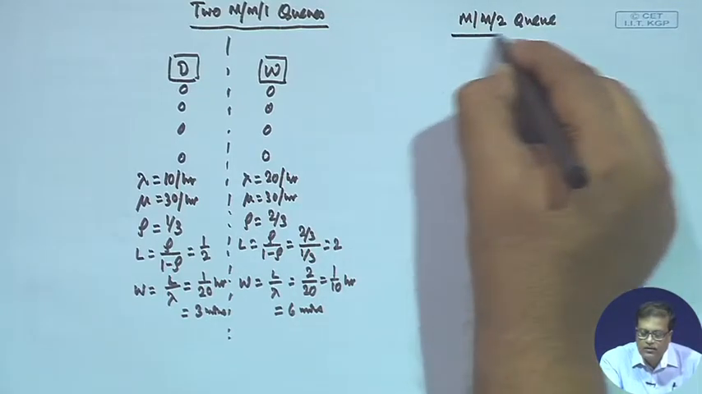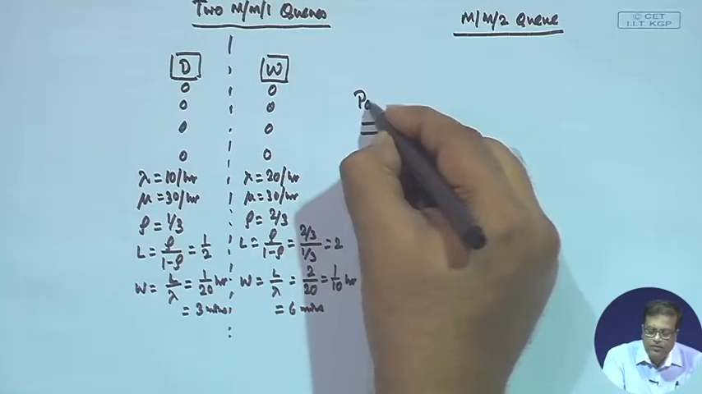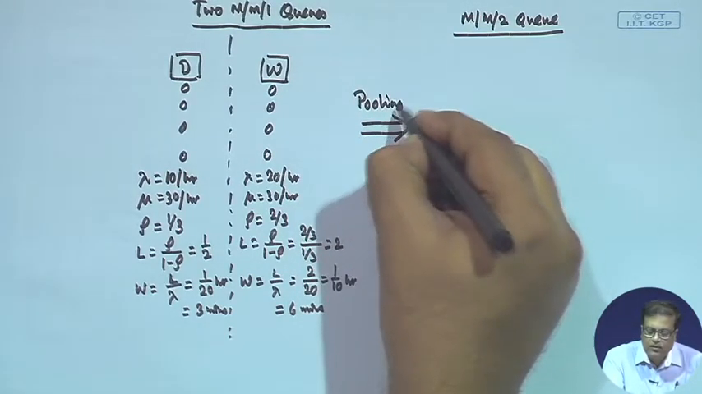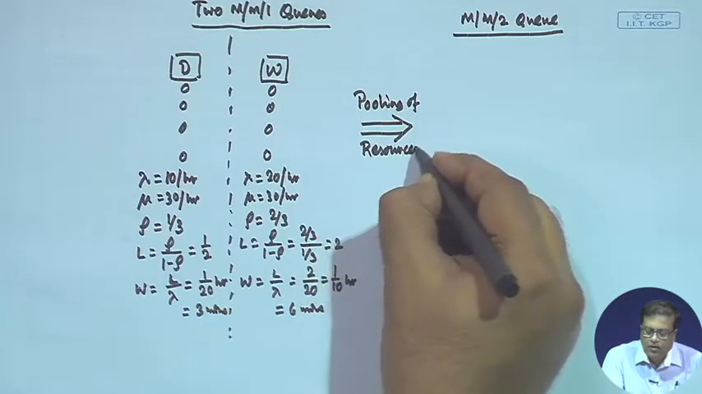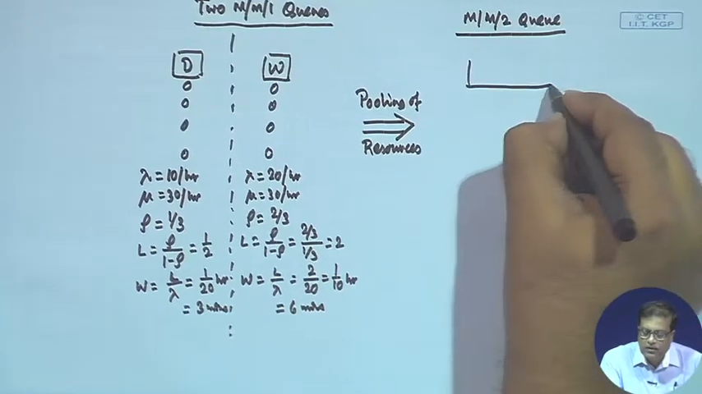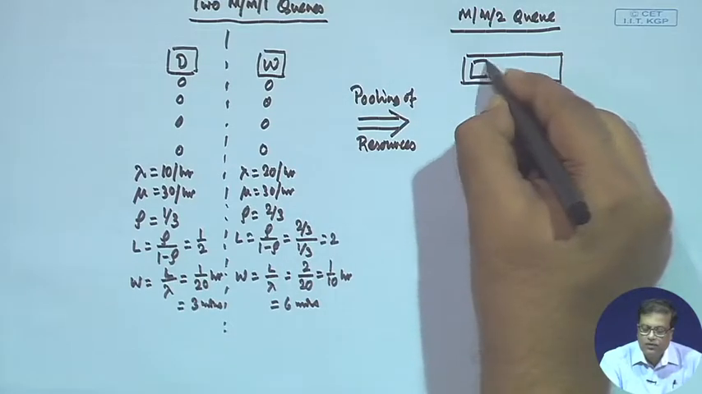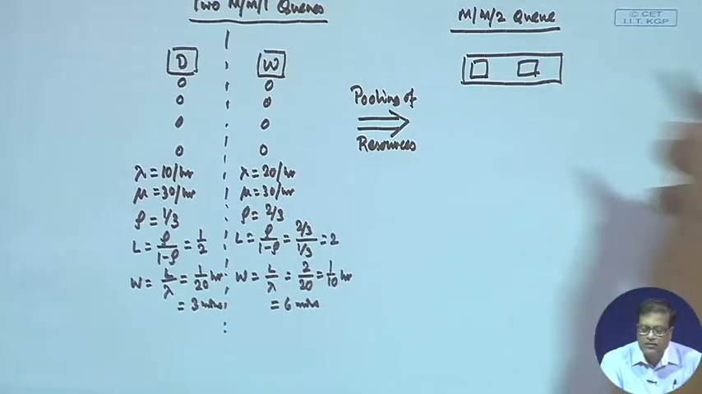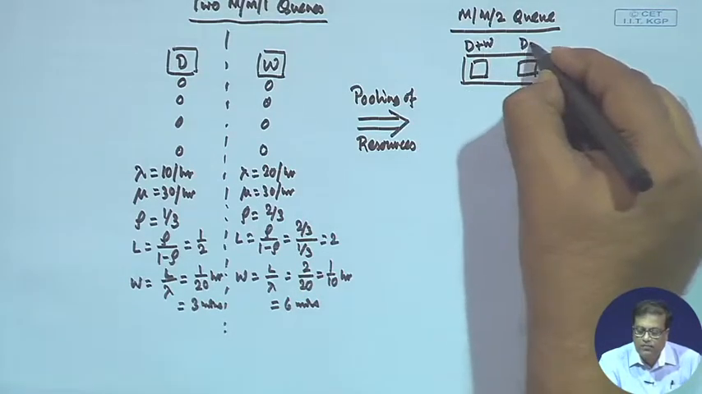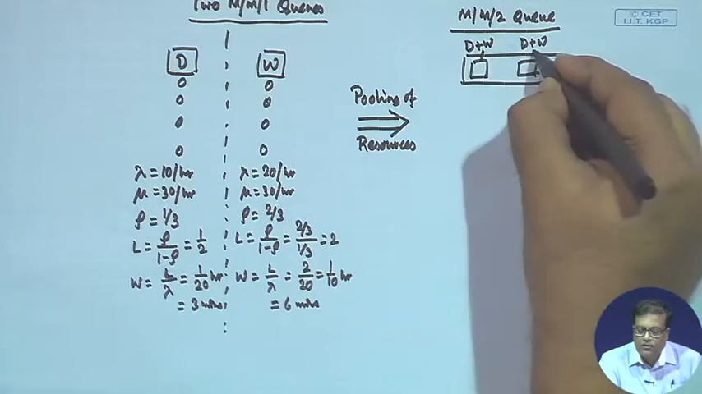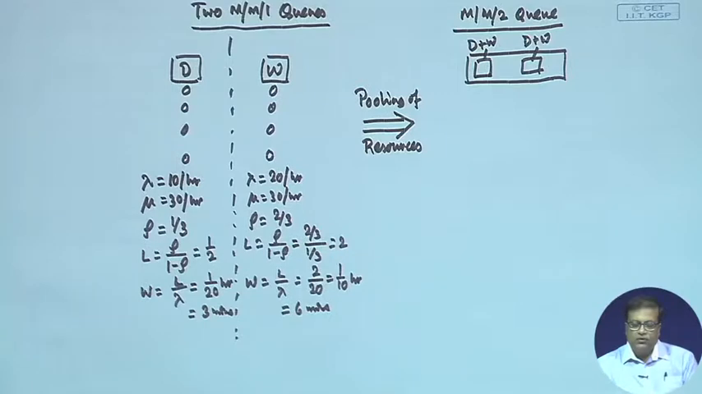How are we getting this M/M/2 queue from the two M/M/1 queues? It is a process known as pooling of resources. What is the pooling of resources? Now, there is a server system, and each counter can do deposit plus withdrawal. So, these are the two counters, and both can do deposit as well as withdrawal.